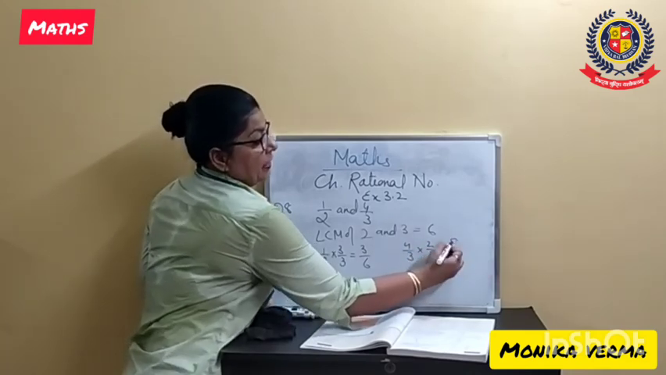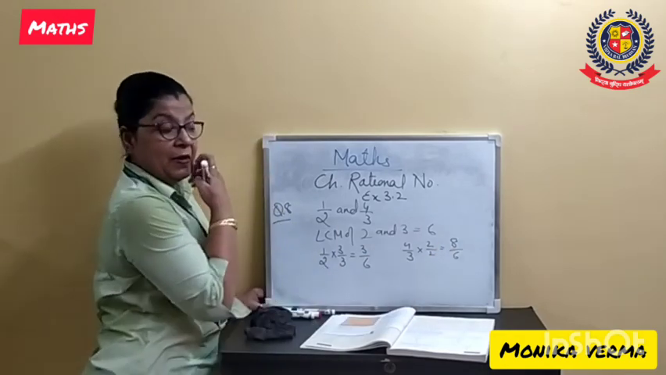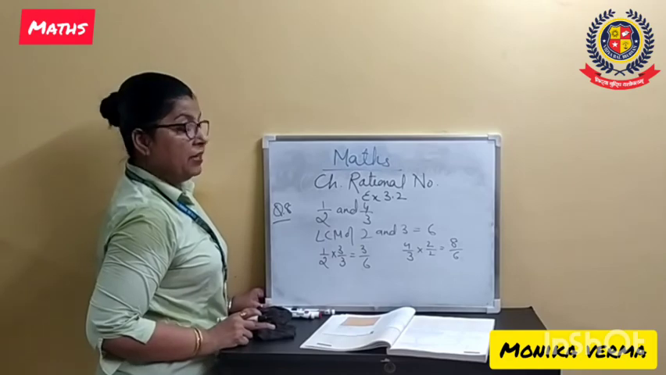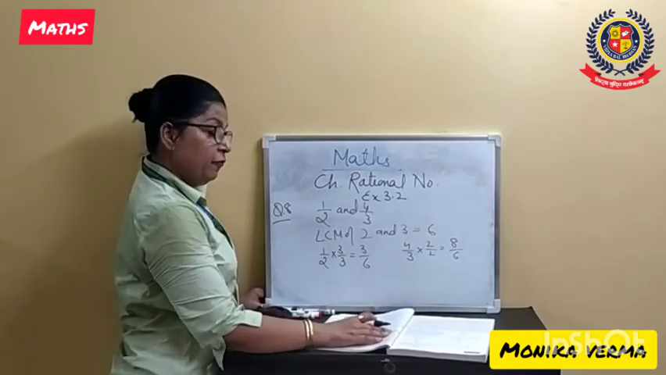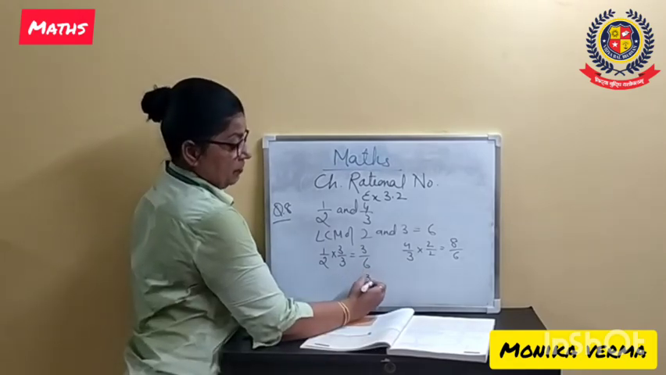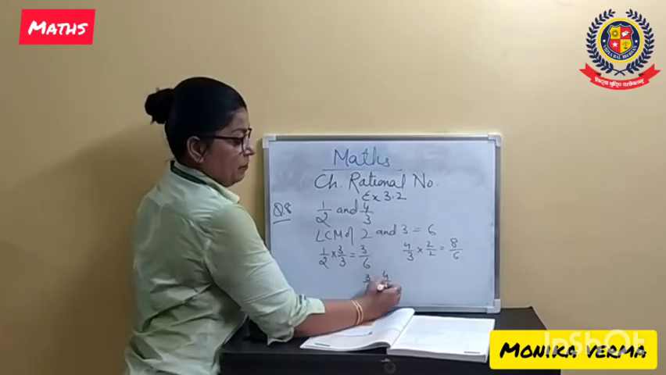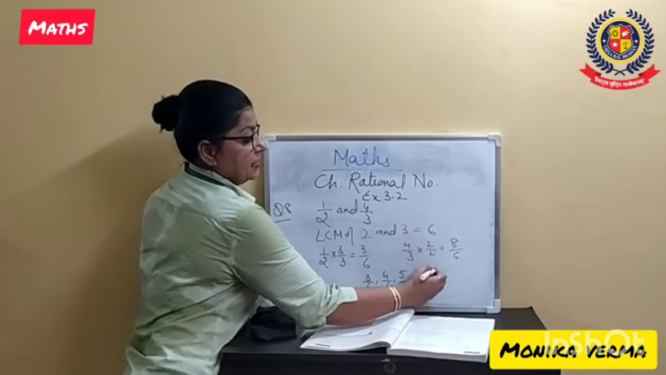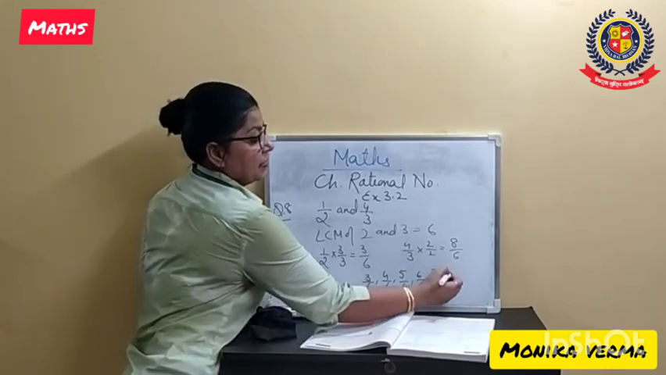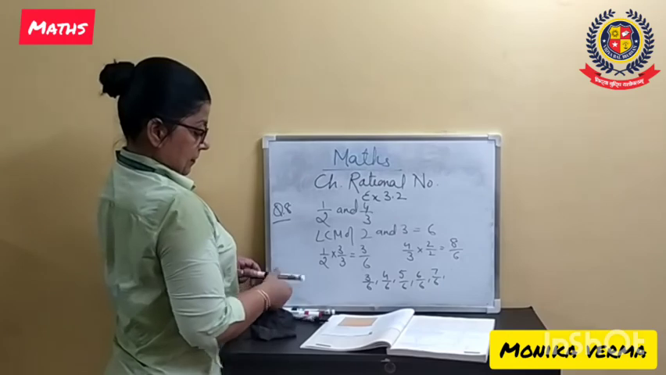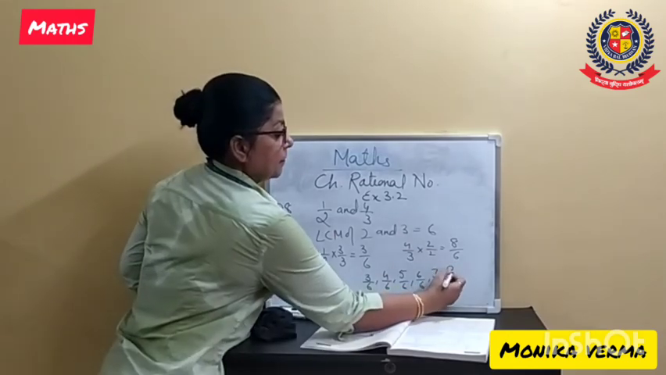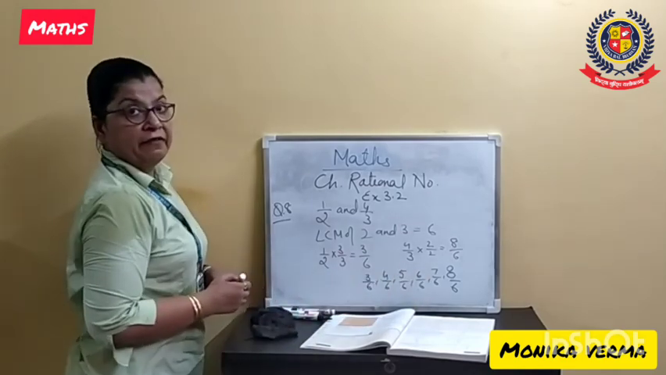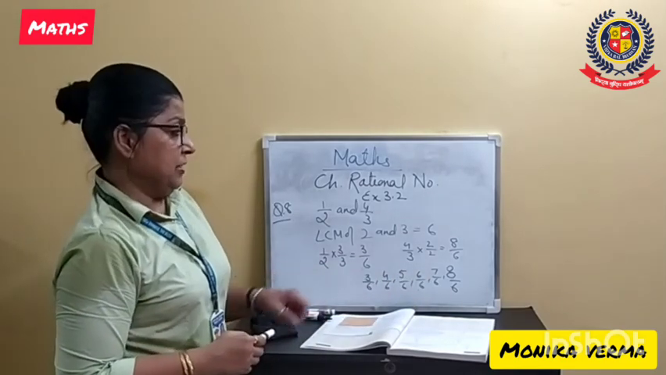4 2s are 8, so 8 by 6. Why are we multiplying? Because we have to make the denominators the same. Now we have 3 and 8 over 6, and we have to find rational numbers between them. 3 by 6, 4 by 6, 5 by 6, 6 by 6, 7 by 6, 8 by 6. So how many did we find? 1, 2, 3, 4. And we have to find only 4. So this is the answer.